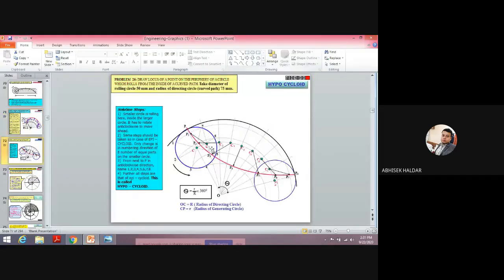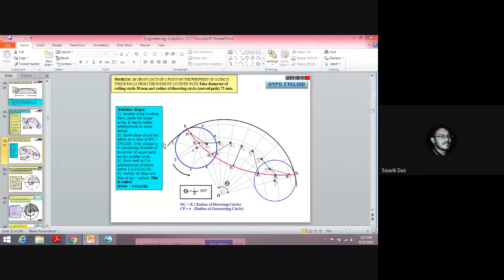What is epicycloid? When any rolling circle rolls over or on a curved path, or on a directing circle, a larger circle, then whatever curve we trace is known as your epicycloid. But if the same rolling circle is rolling inside or under the curved path, then it is known as my hypocycloid. Let me just show you the picture of the hypocycloid. This is the hypocycloid. Can you see?